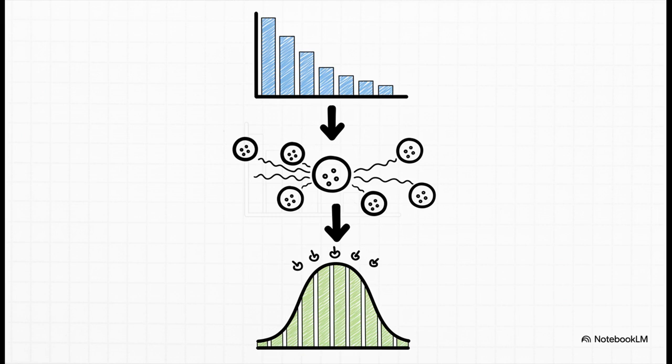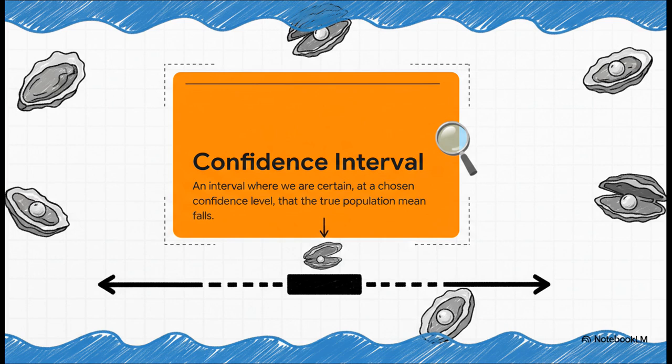It's a huge deal. So, because we know this predictable bell curve pattern exists, we can use our one sample to work backwards. We can calculate a range of values and then make a statement like, okay, based on my sample, I am 95% confident that the true average for all the oysters in the entire ocean is somewhere in this range. That range is what we call a confidence interval.